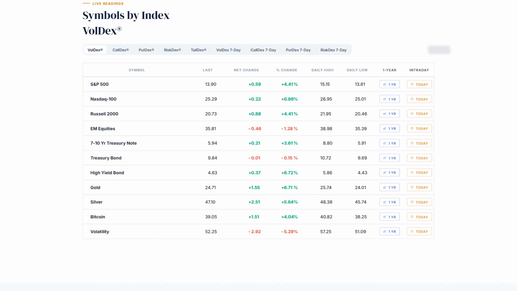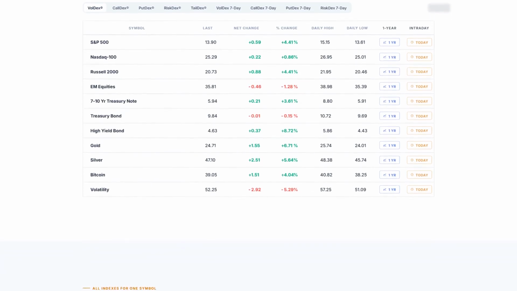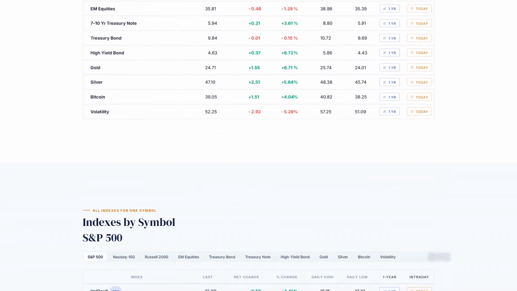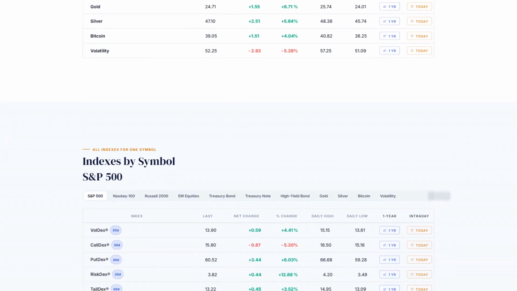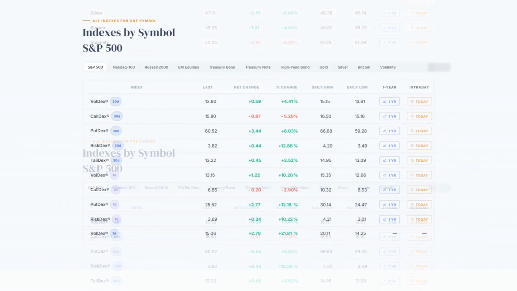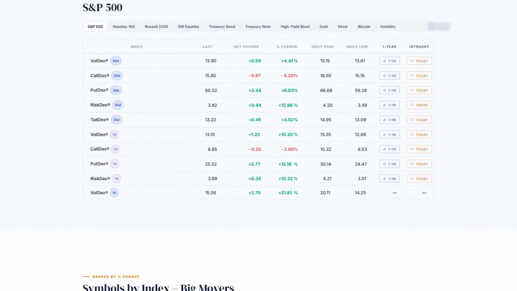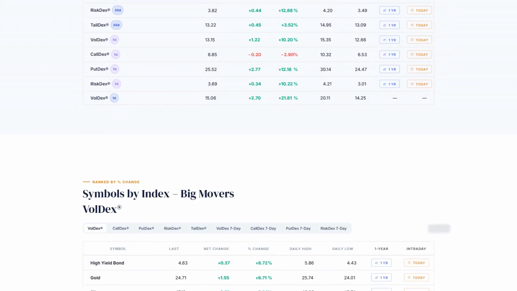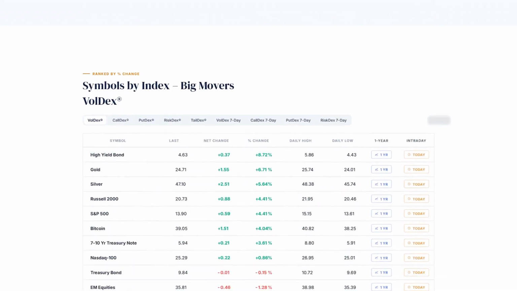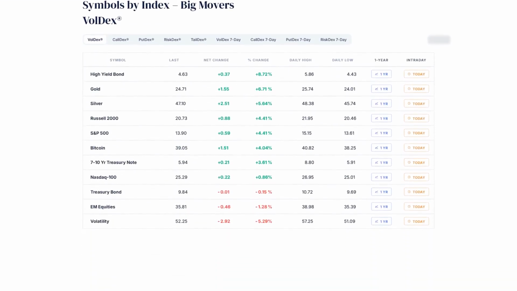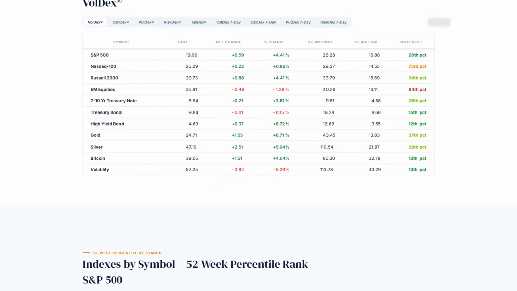The heart of the page is the live tables. Symbols by index shows every underlying for one index at a time: last price, net change, daily range, plus 1-year and intraday charts. And the tabs switch among all 9 index views, 30-day and 7-day. Indexes by symbol flips it. Pick one underlying and see every index on it.